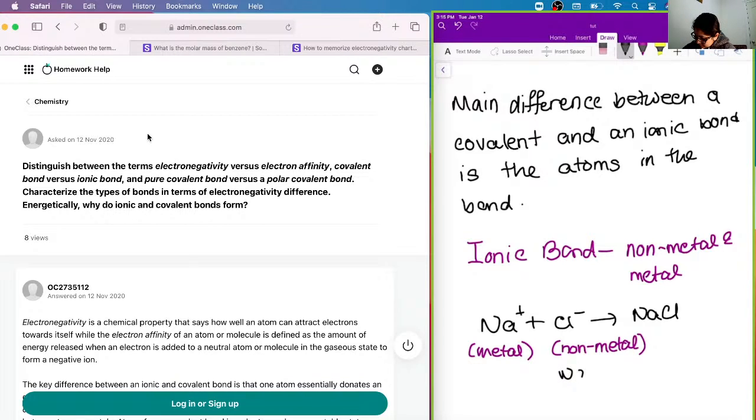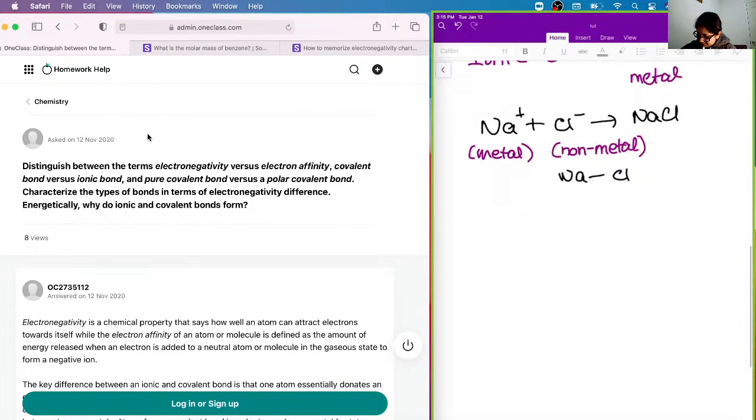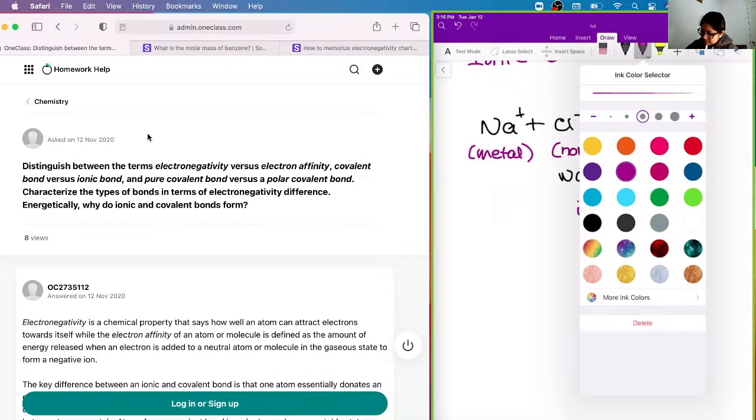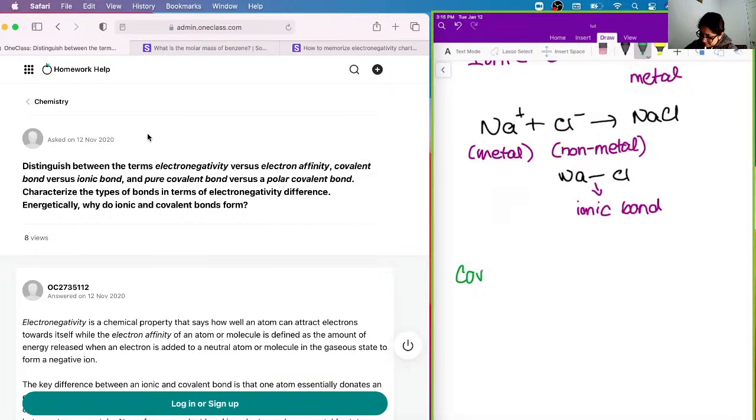So this right here, this is your ionic bond that is holding them together. Okay, and so, that was for ionic. Now let's move on to covalent. So let's say covalent.